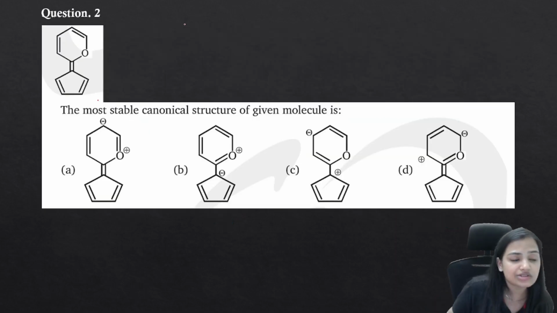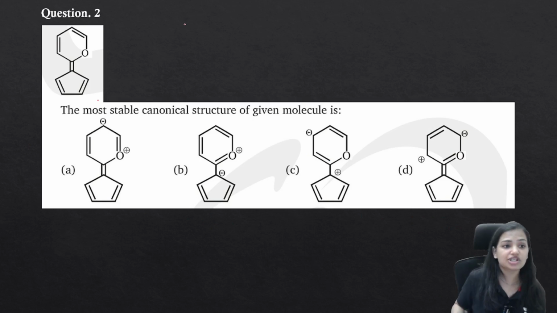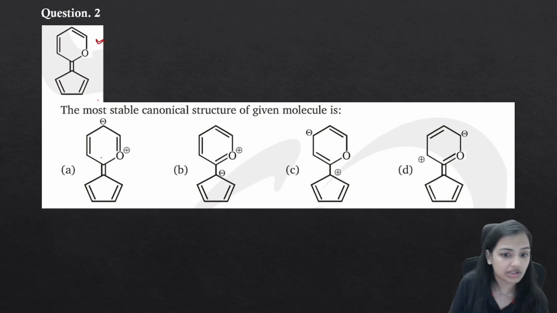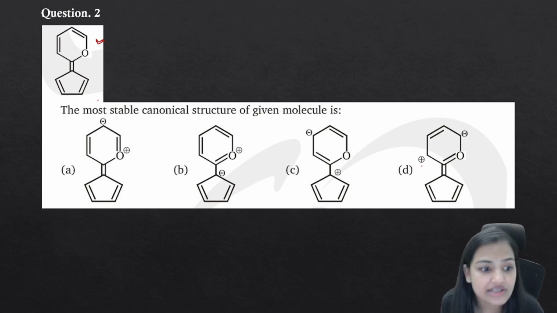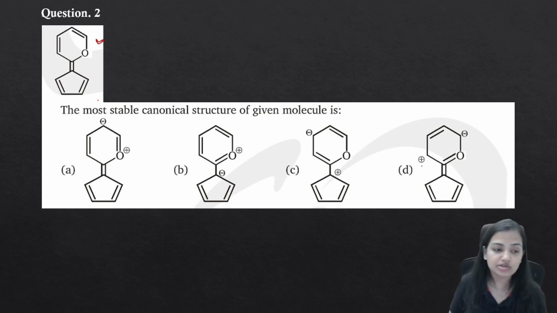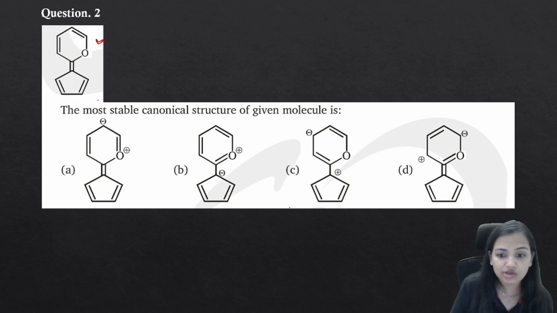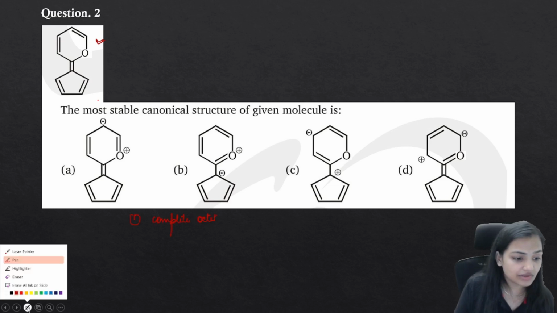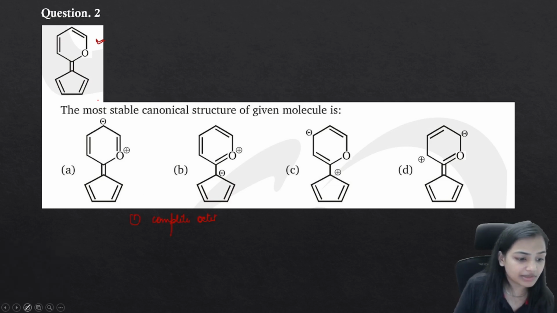Now we do have question number 2, and in question number 2 you have this molecule, and the question is asking for the most stable canonical structure of the given molecule. So all these are the canonical structures or the resonating structures. Out of all these, which is going to be the most stable? First of all, of course they are not neutral. So the first point is, if not neutral, at least find their octet. Look for their complete octet. Do they have a complete octet or not? Let us have a look.